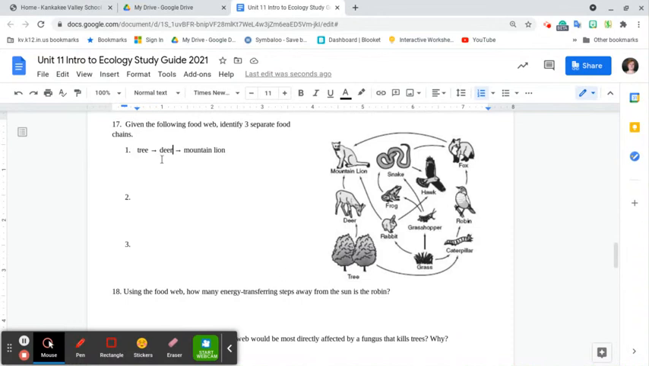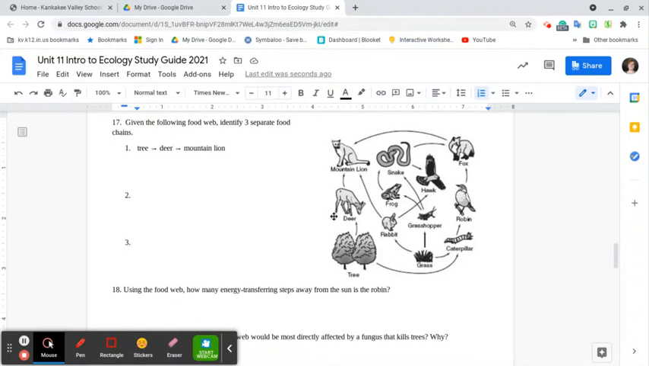So make sure you have at least 3 organisms in your chains. Make sure your arrows are pointed in the right direction. And make sure you are looking at that food web. It does not matter if you know that deer eat grass. That's not what the food web says. So make sure you're looking at that picture and diagramming only what is drawn in that web.